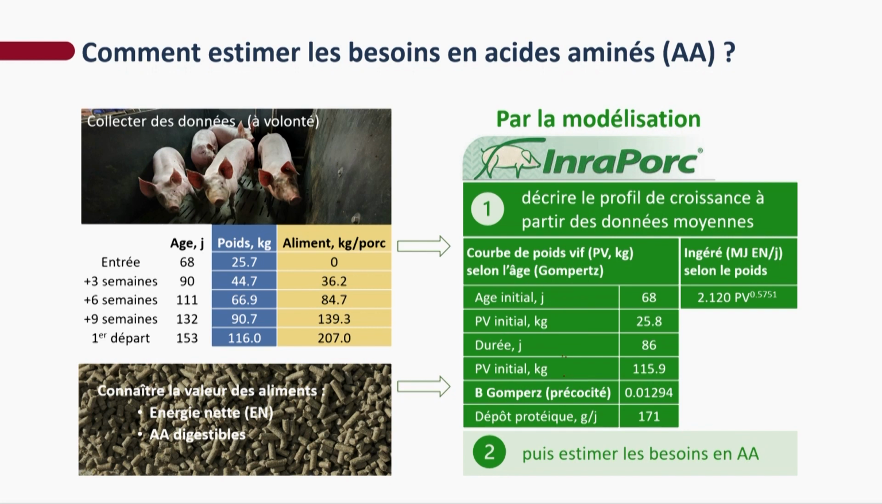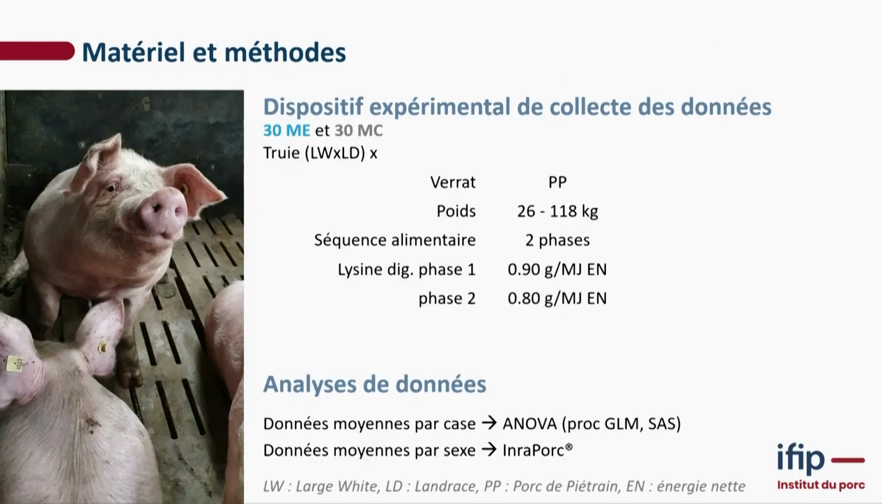We weigh them at regular intervals during the fattening period to see what the mean weight is during that stage. At the same time, we monitor the consumption of feed, so we know how many kilograms of each type of feed is distributed. And of course, you know the nutritional values, net energy, and net digestible amino acid content.